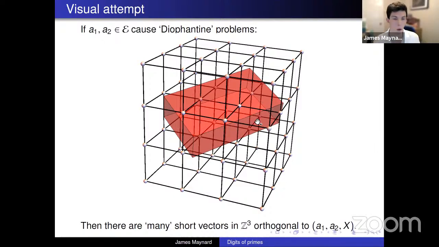So what you want to understand is when can a cuboid have too many points, and if you have one of these exceptional cuboids, what does that say about the frequencies A1 and A2 that determine this cuboid? And it turns out that a different way of saying this is there are problems whenever there's many short vectors in Z cubed, which is orthogonal to the vector A1, A2, X.